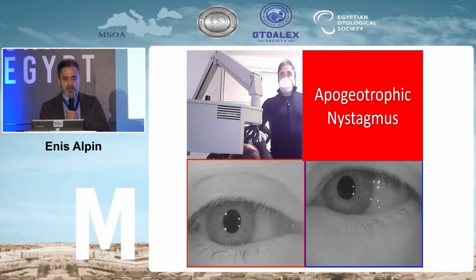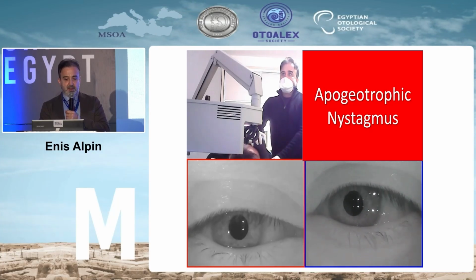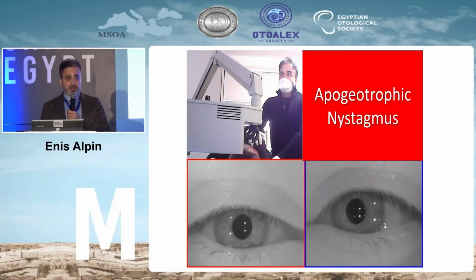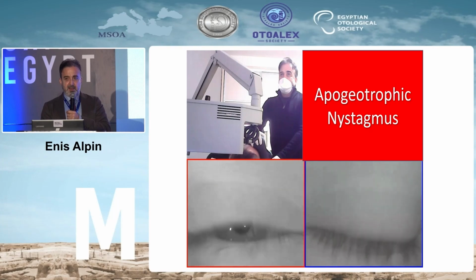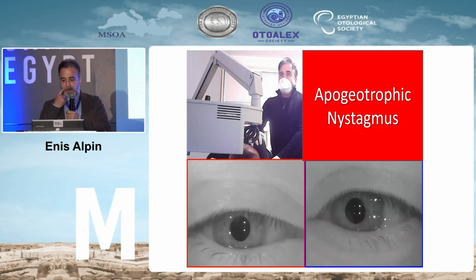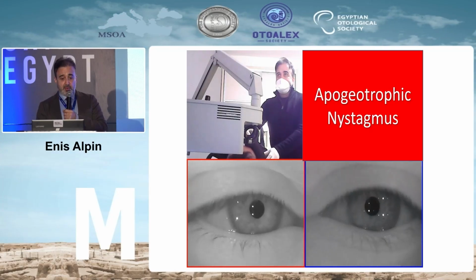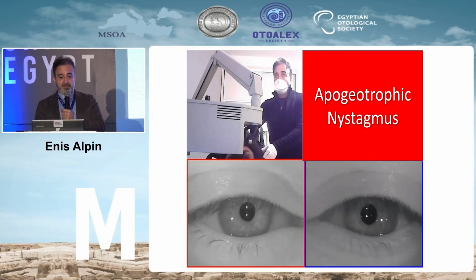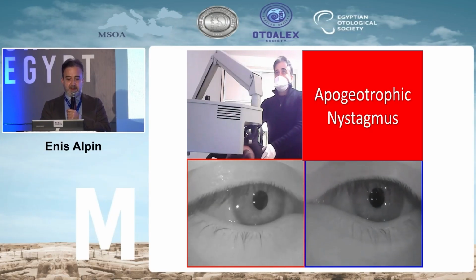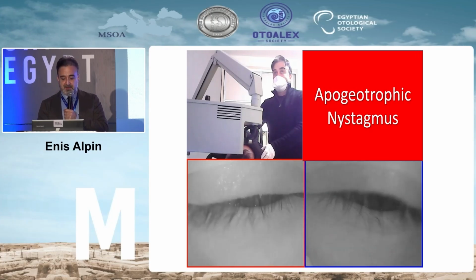And when we roll the head to the other side, you see it's rather fast. And remember that the slowest side, the weaker side, is the sick side in apogeotropic cases. So we didn't do the roll test to the left, but most probably, since this is a strong side, the left ear is sick.